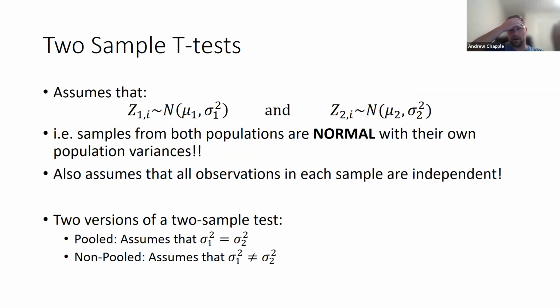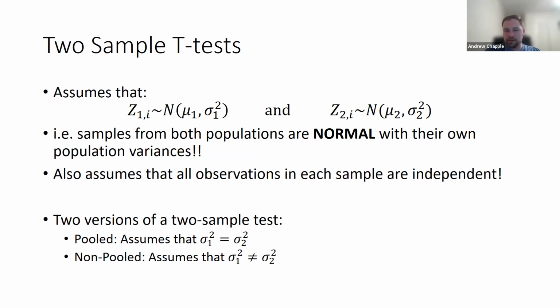So what do we assume about our data here? We assume that the data itself from each group come from a normal distribution with different means, mu1 and mu2, and different variances, sigma 1 squared and sigma 2 squared. It also assumes that all the observations are independent. So the blood pressure change of one patient doesn't influence the blood pressure change of another.